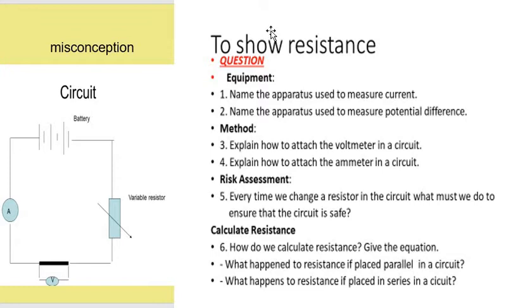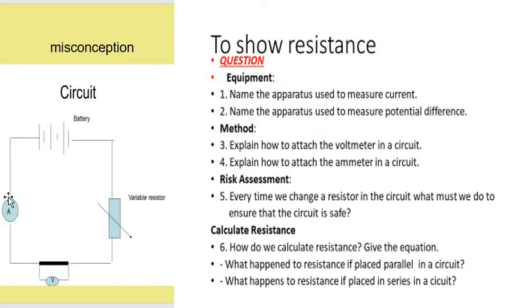So to show resistance in a wire, what is the equipment? Yeah, we have a voltmeter and an ammeter. So you have to name that. You have to say what is the purpose of each of these. So an ammeter is used to measure current, a voltmeter is used to measure potential difference. So there were a lot of marks. It was a heavily marked question, and some people went blank.